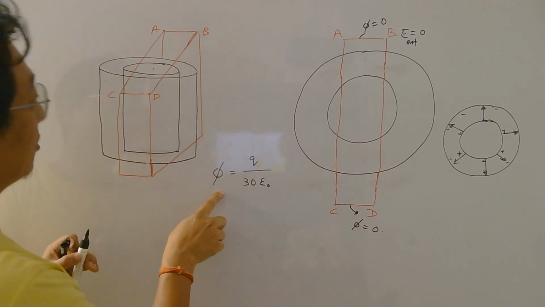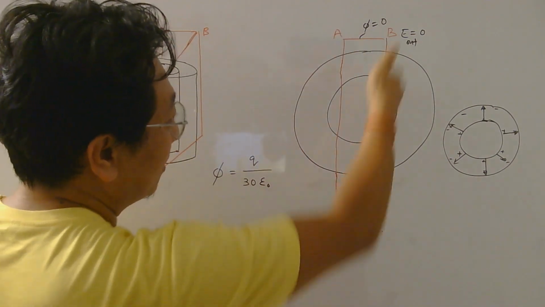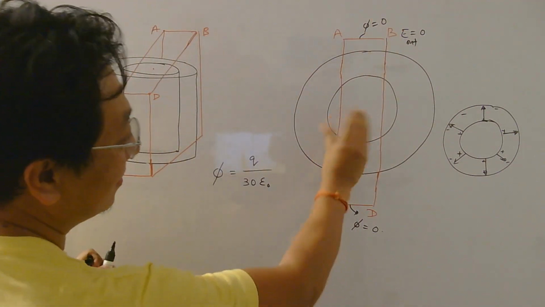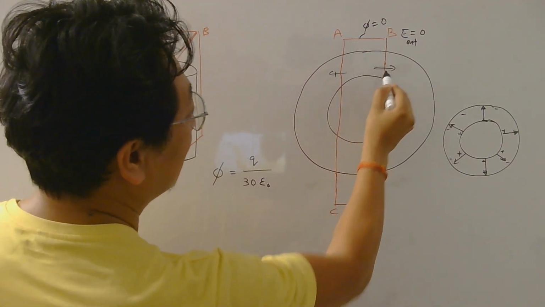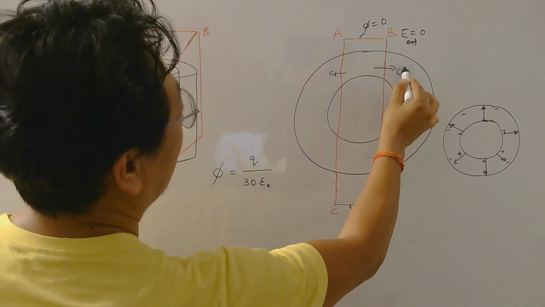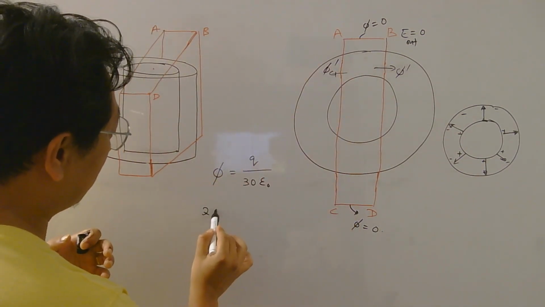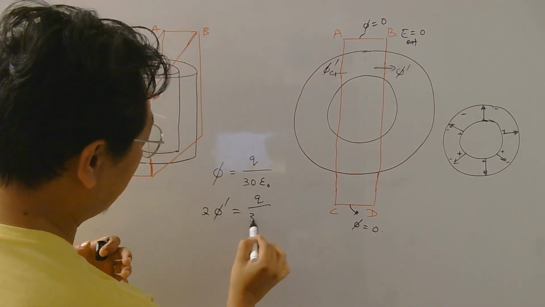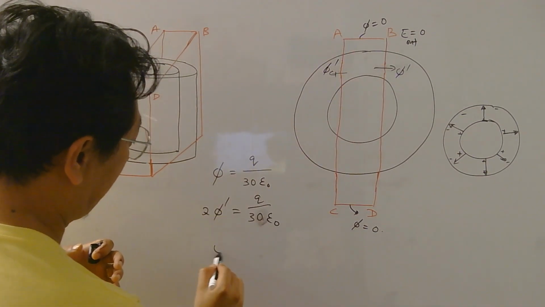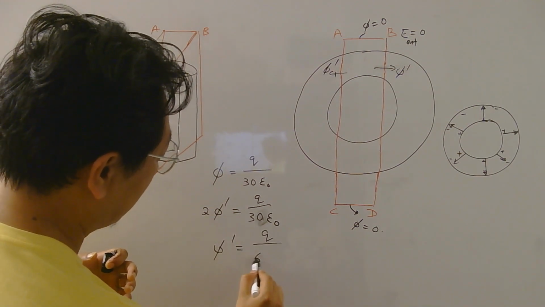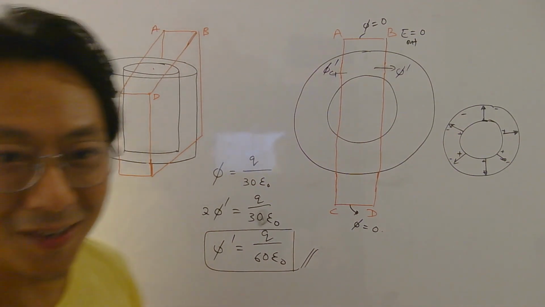So, the total flux is only through this surface and this surface, right? And since these two surfaces are symmetrically placed, the flux through this surface and this surface must be the same. So, if it is phi dash here, it should be phi dash here also. So, the total flux will be 2 times phi dash. And since we want flux through only one of the surfaces, phi dash will be equal to Q by 60 epsilon naught. And that would be the final answer, right?